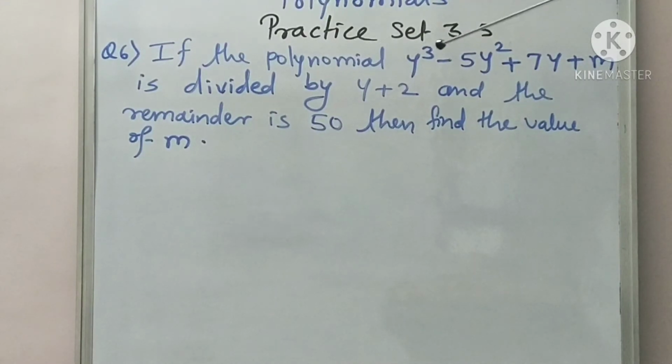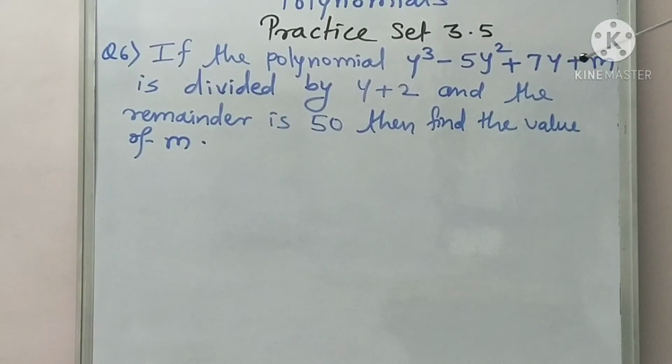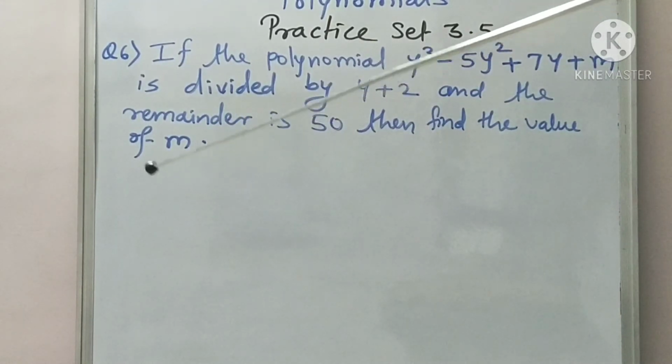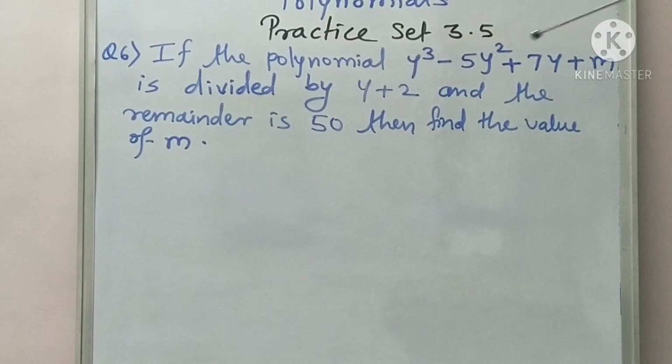If the polynomial y cube minus 5y square plus 7y plus m is divided by y plus 2 and the remainder is 50, then find the value of m. So this m in the polynomial is the last term, meaning a constant. Okay, so how do we solve this kind of example? Pay attention here, students.